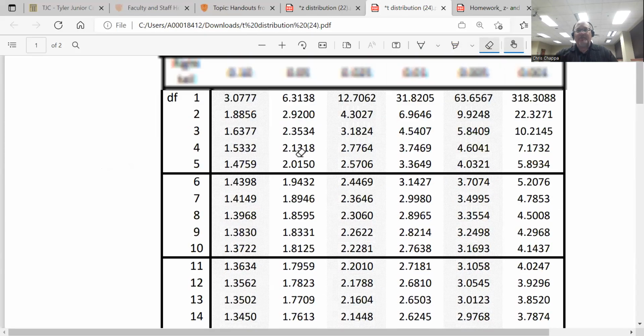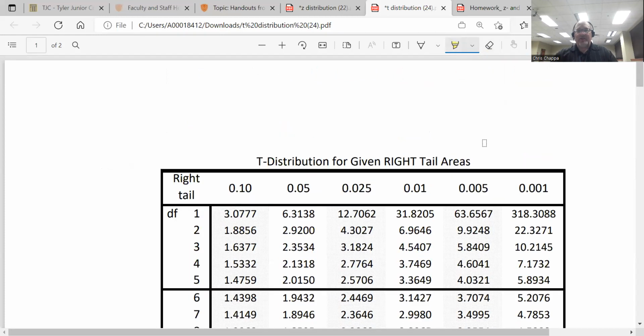Let's find the right column. 0.5% is the second to last column. Degrees of freedom was 39, I believe. Come on. Okay, not sure what's going on with my Zoom session here. 1 second.